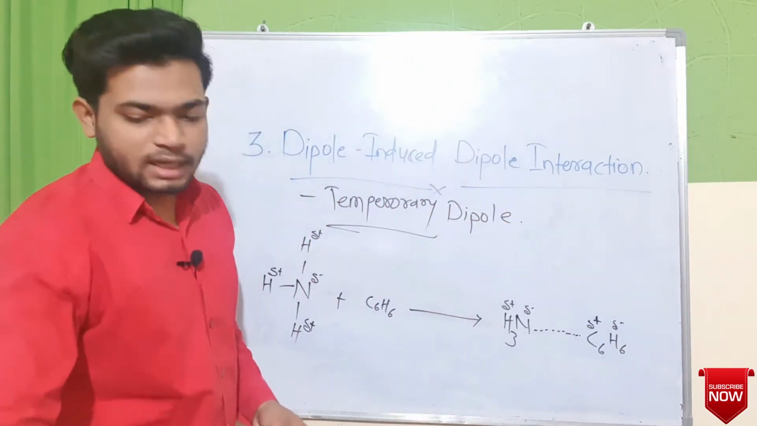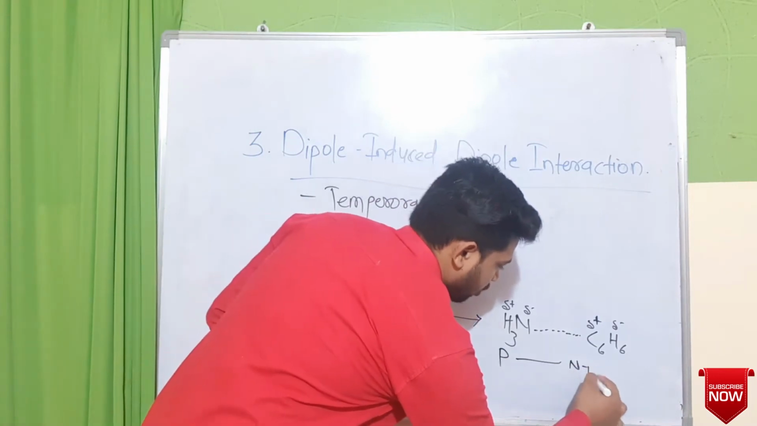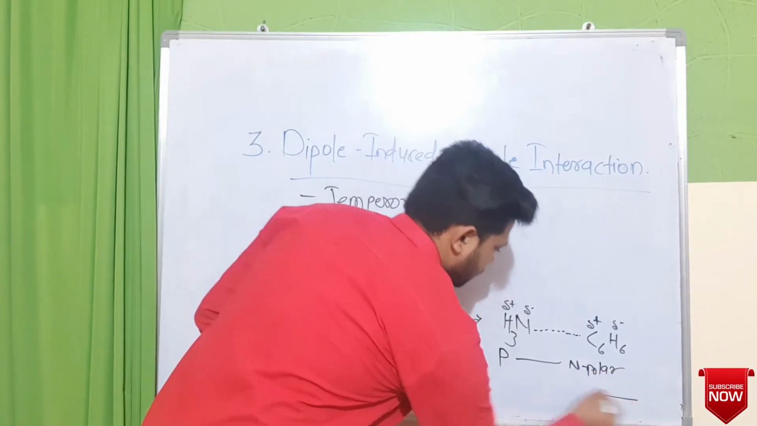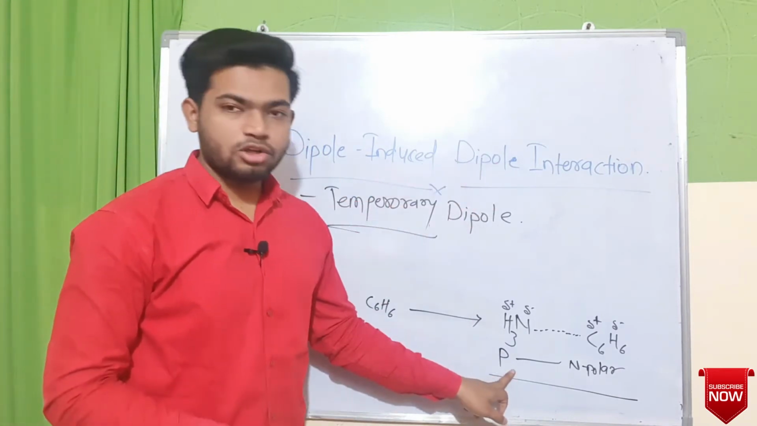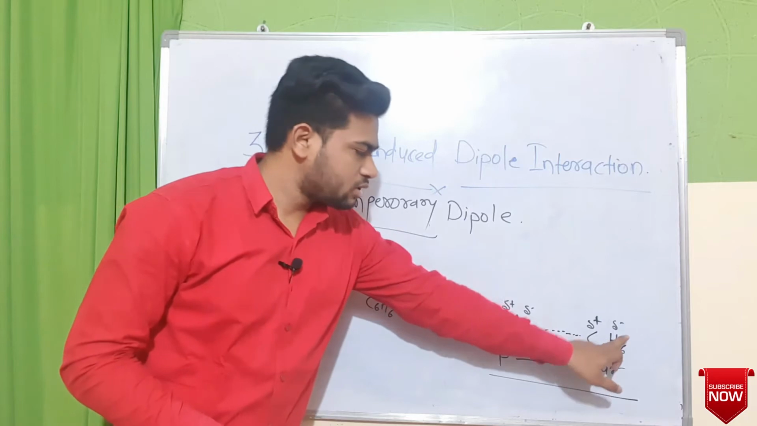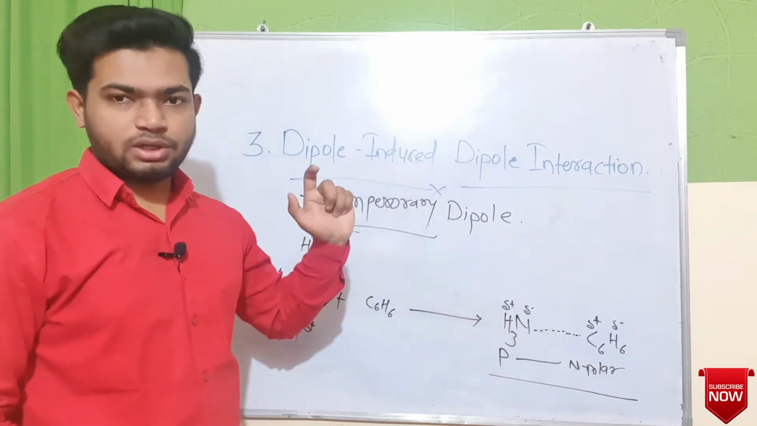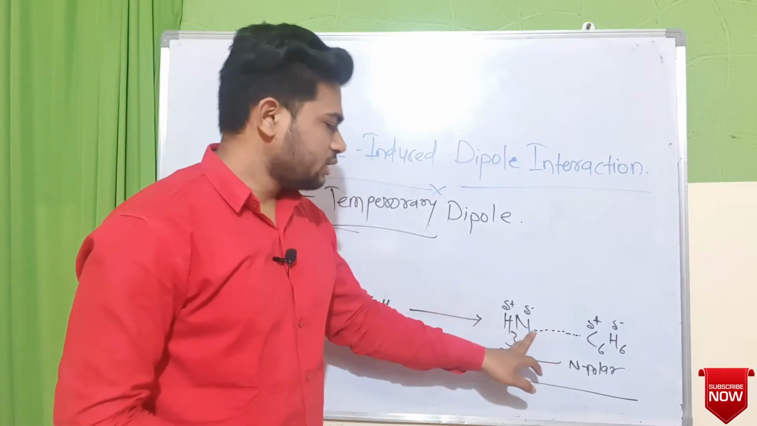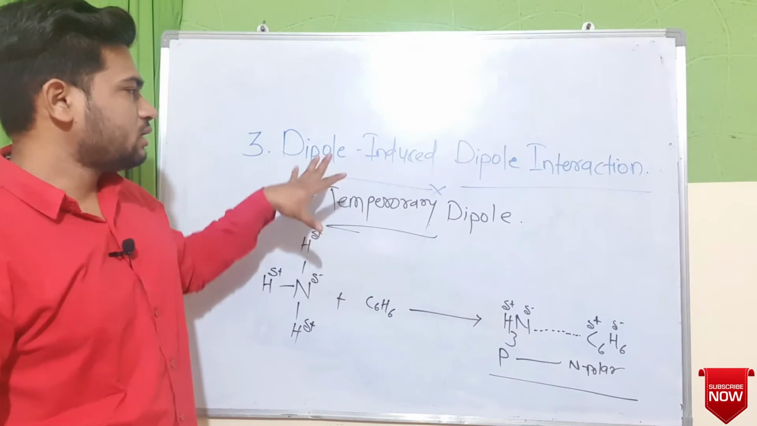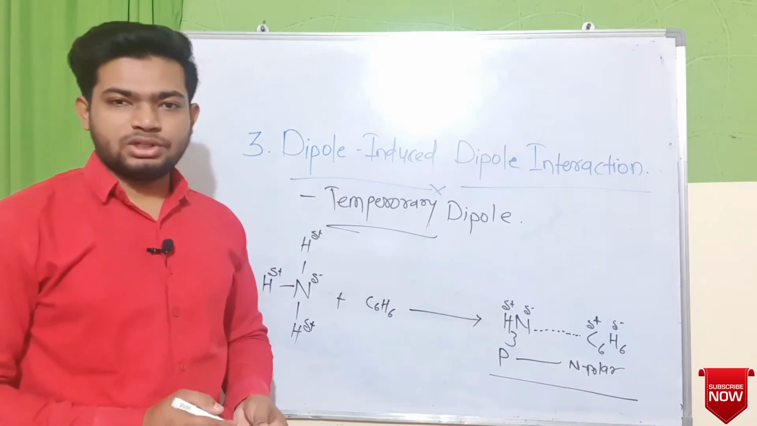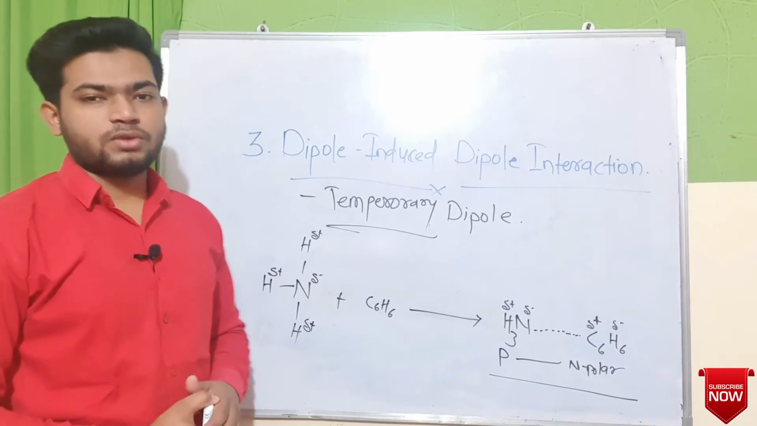In this way, the interaction between one polar molecule and another non-polar molecule is known as dipole induced dipole. Okay, this polar molecule induces the dipoles in the non-polar molecule. So this is dipole induced dipole interaction. Okay, the interaction between the one polar molecule and another non-polar molecule. So this type of interaction is known as dipole induced dipole interaction. It is also called as temporary dipole. Okay, so this was the third type.